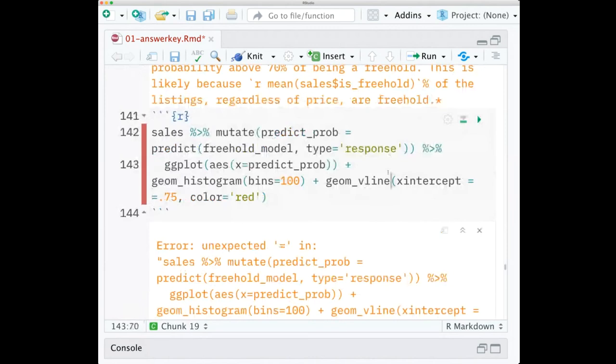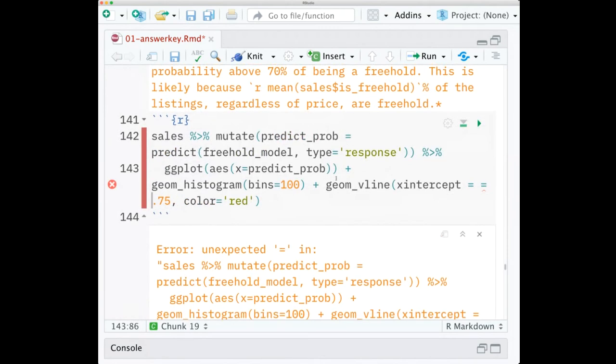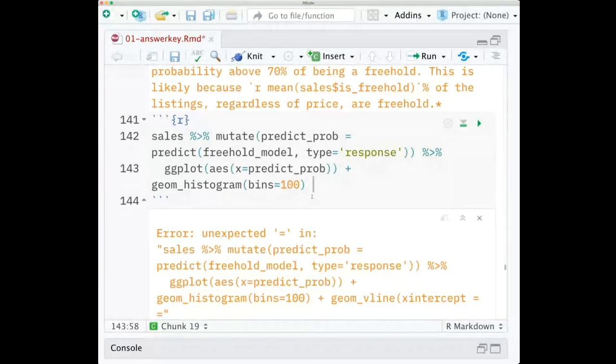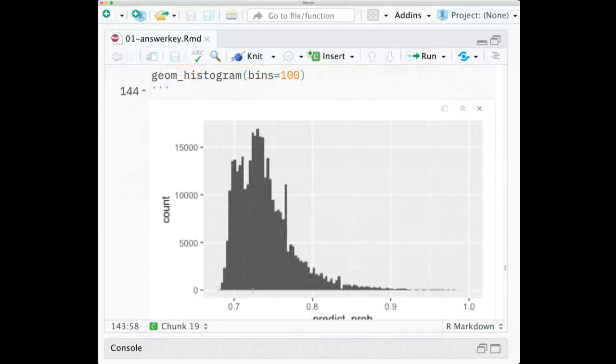Geom_vline xintercept equals 0.75. Whatever. I don't want to waste time troubleshooting why that isn't working correctly. But it's like you're drawing a line at this 0.75 boundary and saying everything below it is false and everything above it is true. So it's like you're drawing a line vertically there, and everything above it is true, and everything below it is false.